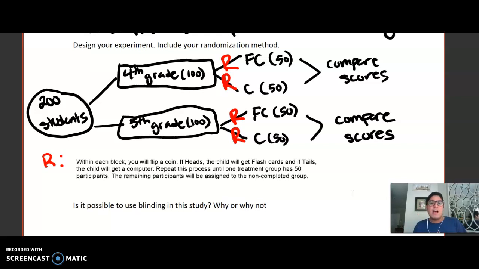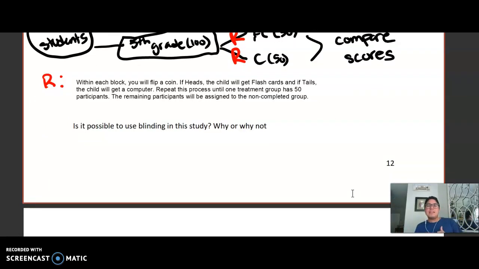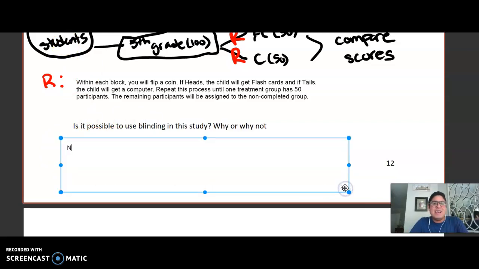We've blocked. We have our response variable, replication. There's enough experimental units in each group. Random assignment, we're flipping a coin. And so let's see, no placebo here. Is it possible to use blinding in the study? Why or why not? Well, let's look at the treatments. It's either a flashcard or a computer. So you're going to know which treatment you get based on which one of those two options you'd have. So is it possible to use blinding in this study?